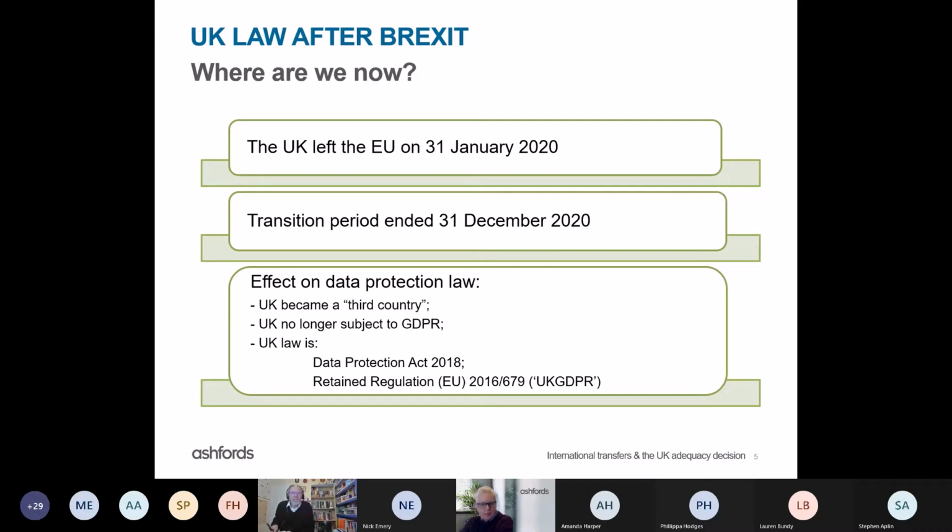As matters stand at the moment, UK GDPR is very similar to the GDPR. In future, though, as time passes, it is entirely possible that UK and EU law will diverge in relation to data protection. So whilst the law is similar at the moment, that may not be the case as things move on.